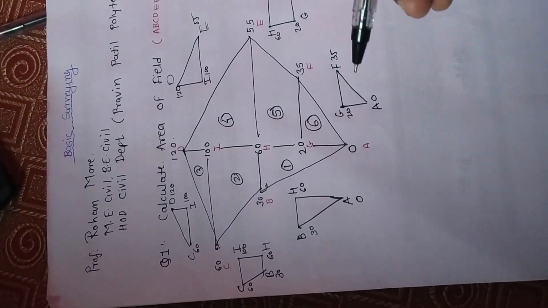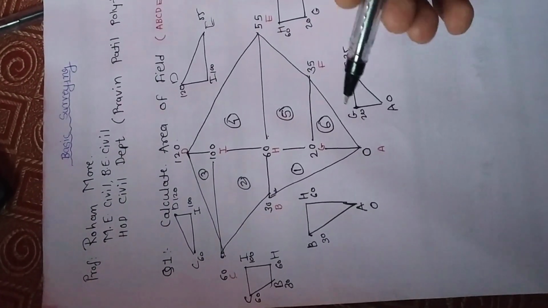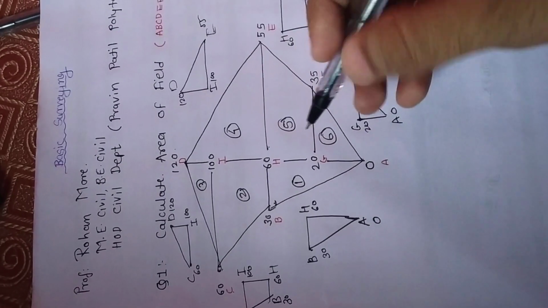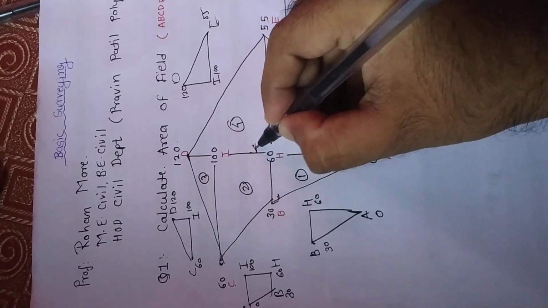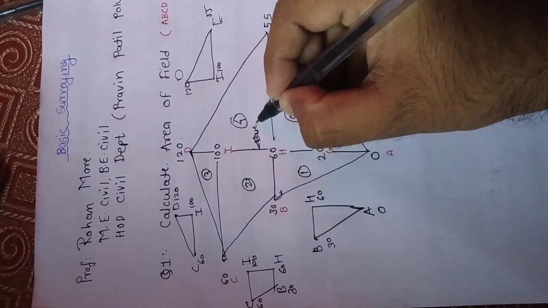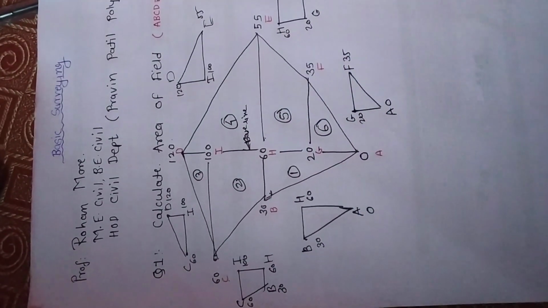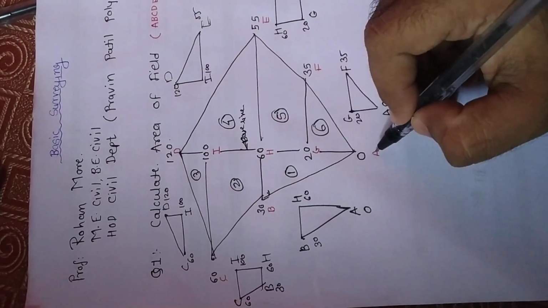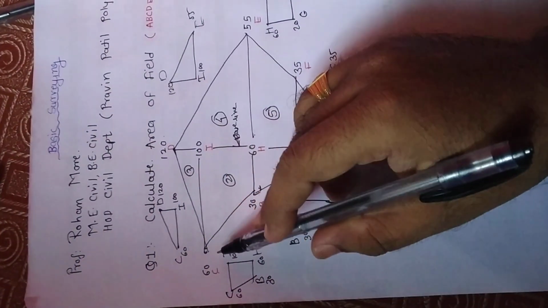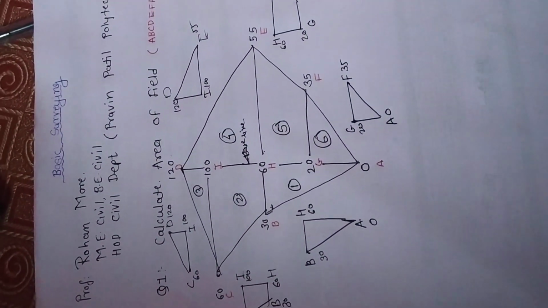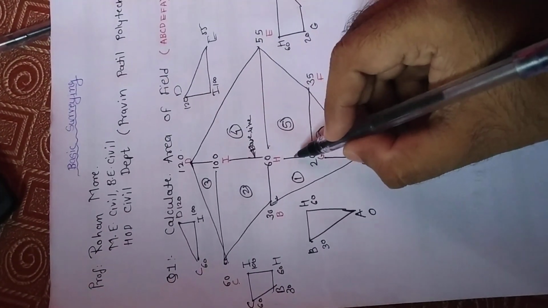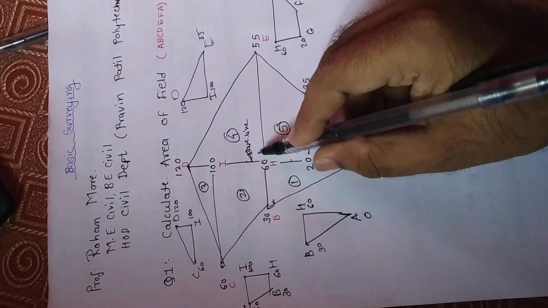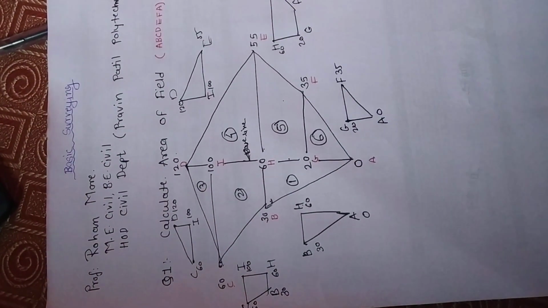Firstly, we have to know some definitions. Line AD is a straight line. It is called a baseline or chain line, and these points A, F, E, C, B are the offsets. What is an offset? Any object to the right or left side of the baseline or chain line is called an offset.